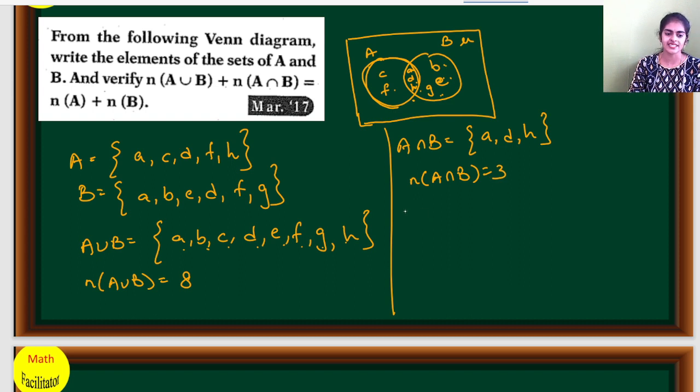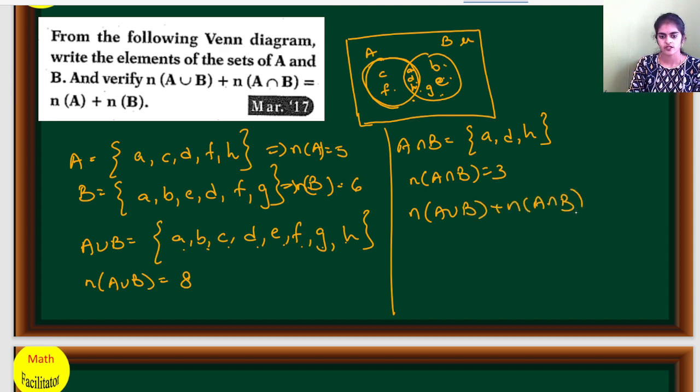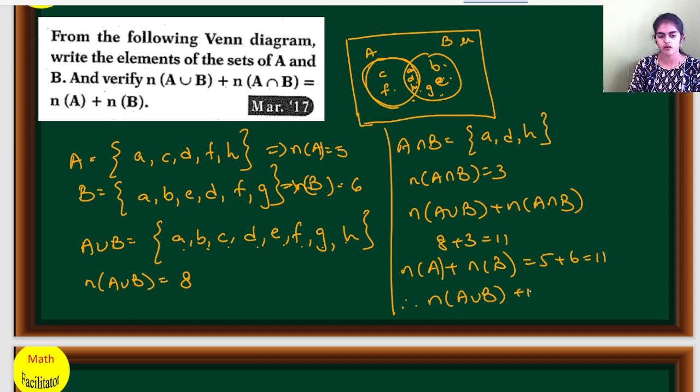Okay, so what is n of A from here? N of A is how many elements I have? 3, 4, 5. N of B, how many I have? 3, 6 I have. So you have to verify. So what is n of A union B plus n of A intersection B? It is 8 plus 3, which is 11. And what is n of A plus n of B? It is 5 plus 6, which is 11 again. So therefore I can write n of A union B plus n of A intersection B is equal to n of A plus n of B. So they are asking you to verify.